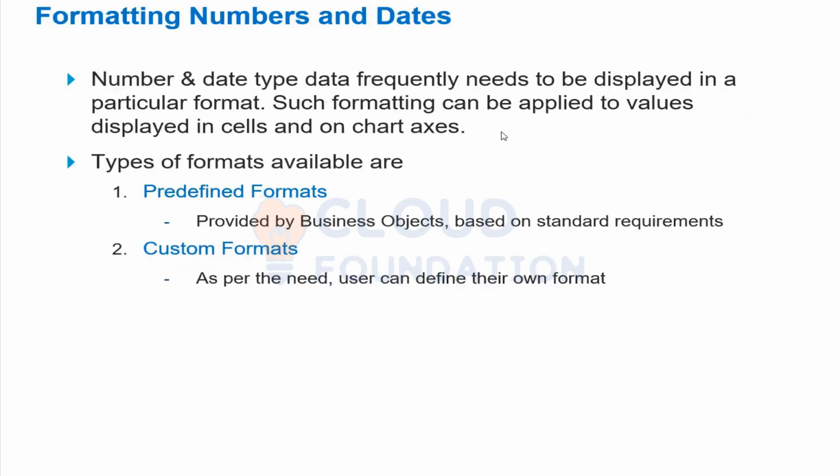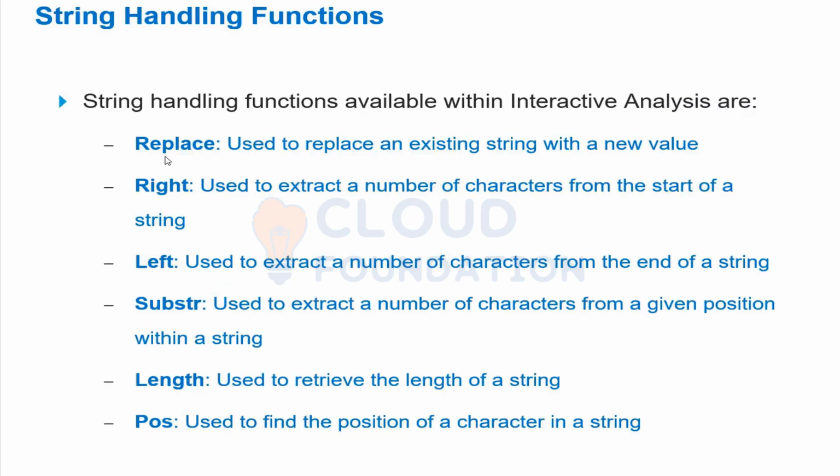These are some string handling functions available in Web Intelligence. Replace is used to replace an existing string with a new value. Left is used to extract a number of characters from the start of a string. Right is used to extract a number of characters from the end of a string. If you want to extract the starting 3 to 4 characters, we can use the left function. If you want to extract characters from the ending, we have to use the right function.